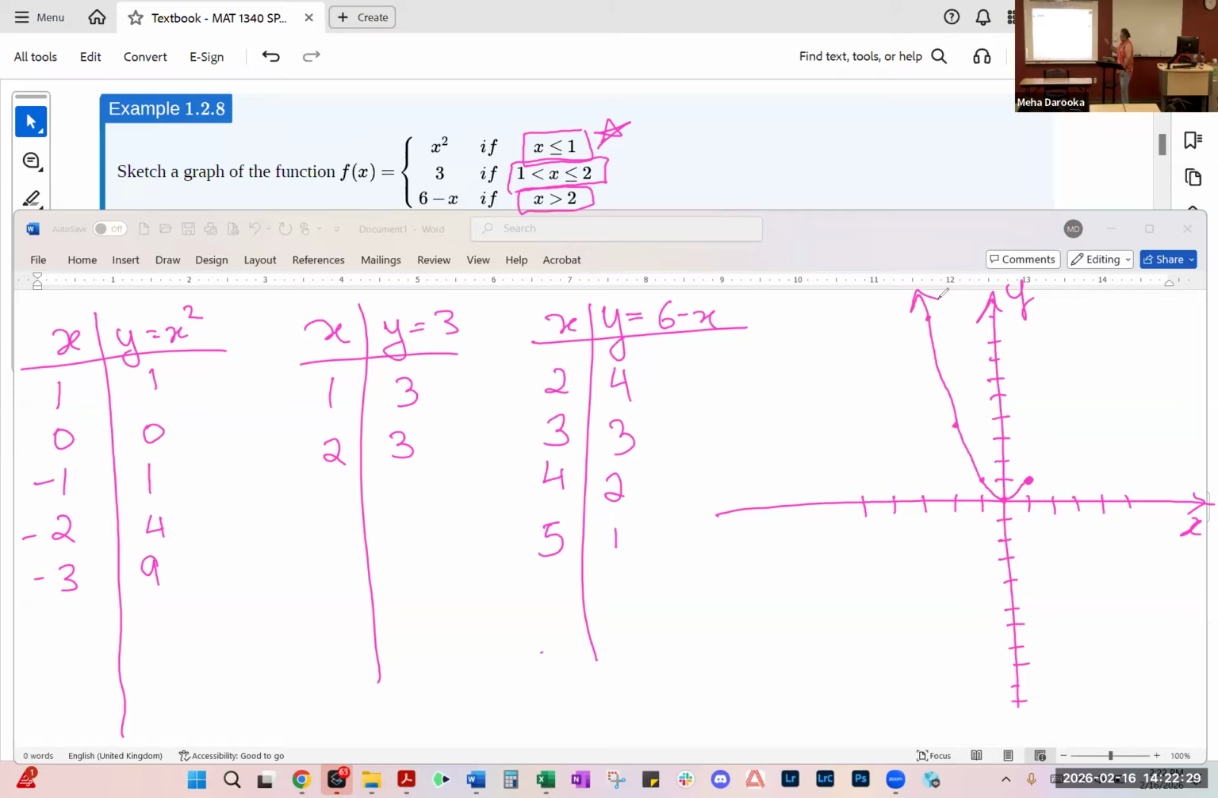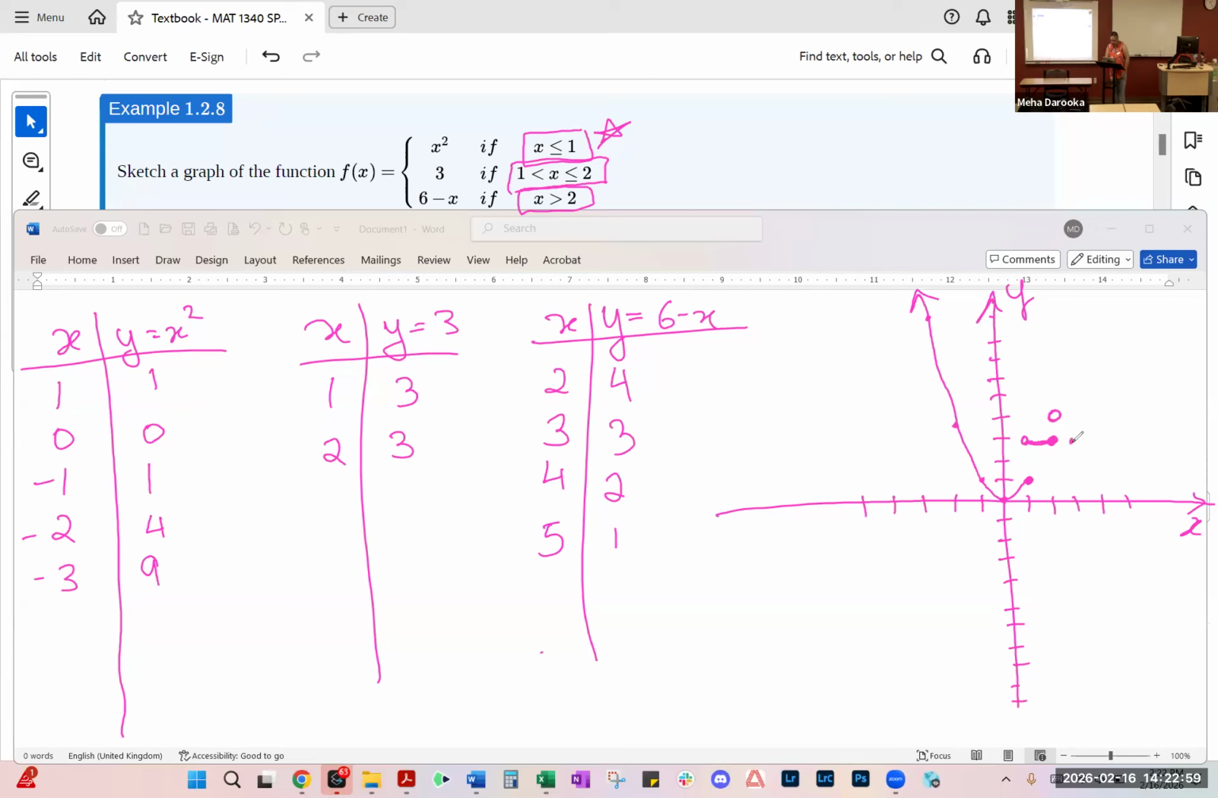Then, even though we were not including 1, we wanted to know where it started in the second piece. So you went from 1 to 3, but this is where we will do an open circle. And then at 2, you were including the 3, so closed circle. This is what it looks like, just a little horizontal section of a line. And then even though in the third piece you were not including 2, we did want to know where it starts. And you can see we got the ordered pair 2, 4, which means you will have an open circle here at 2, 4.